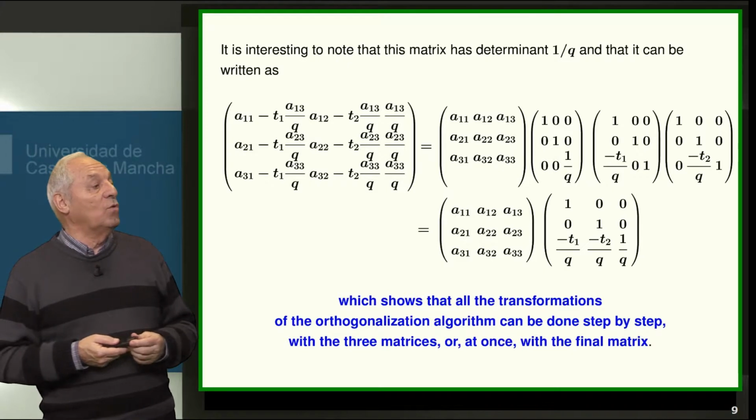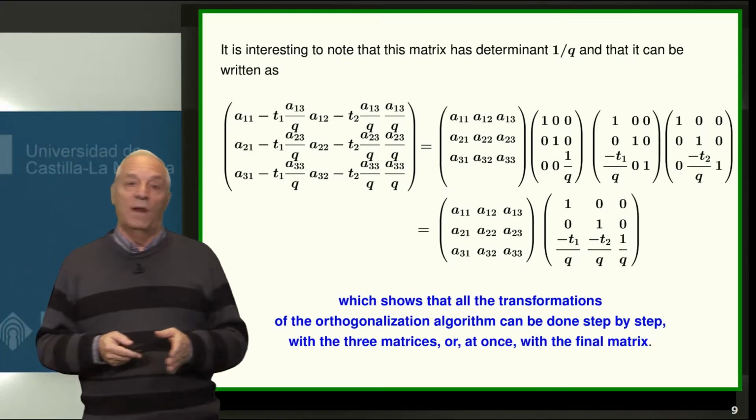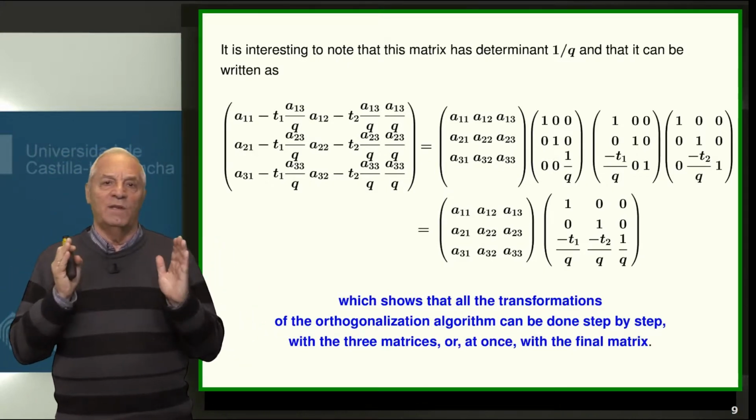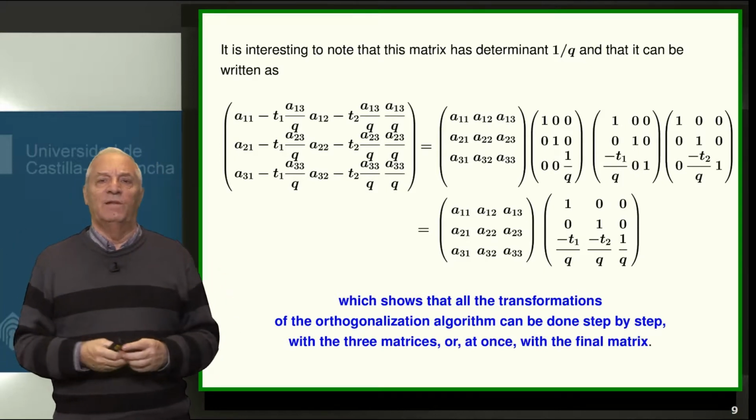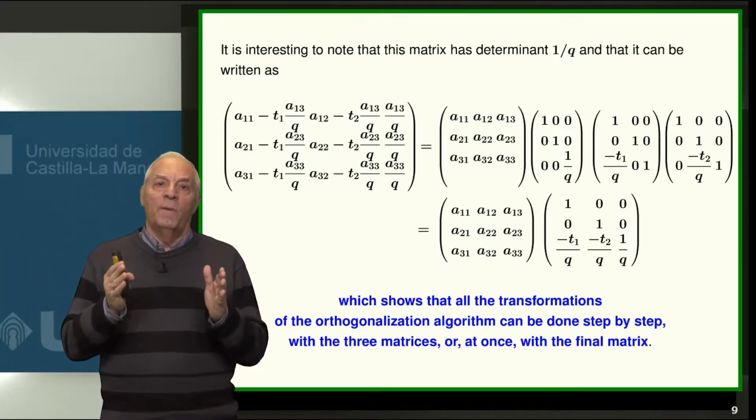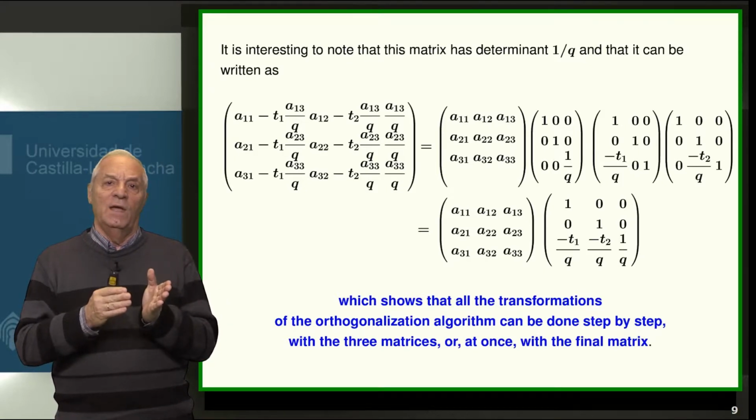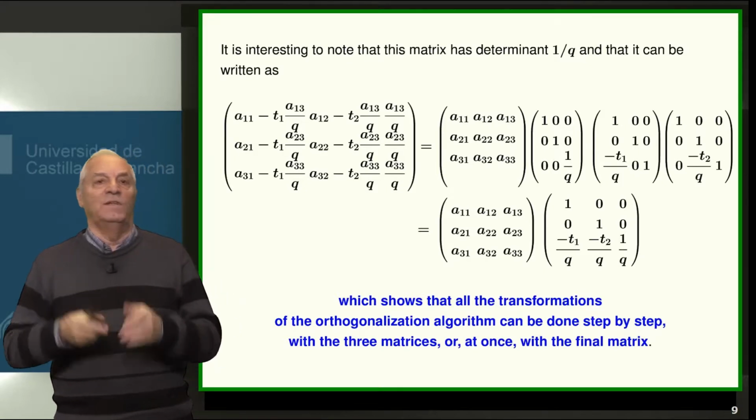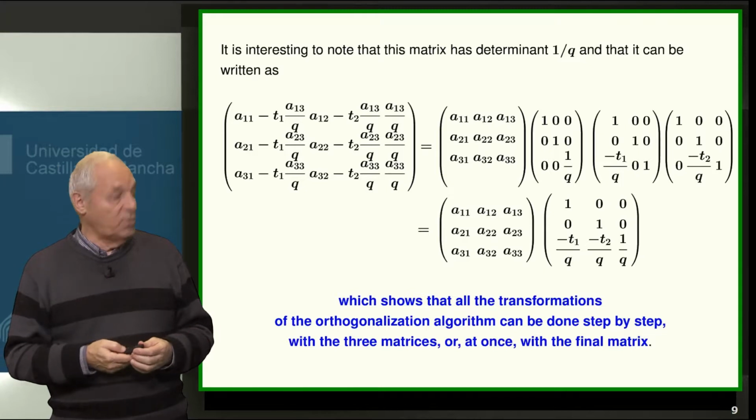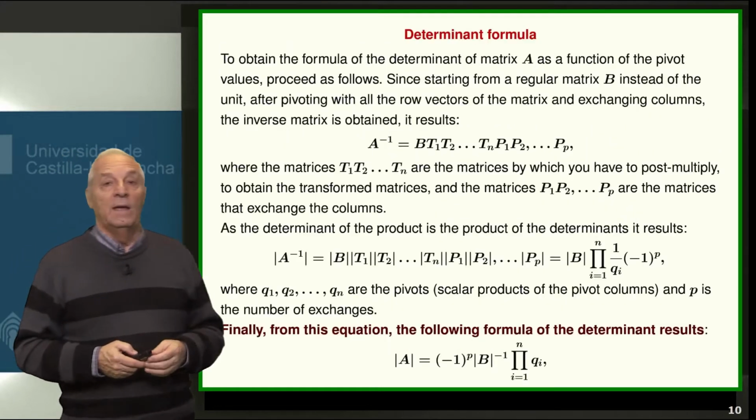Then, it can be done step by step, as done in the algorithm, or the final matrix can be obtained directly. Remember that first, we change only the pivot column, and then each of the other columns, and each matrix corresponds to one of these processes.